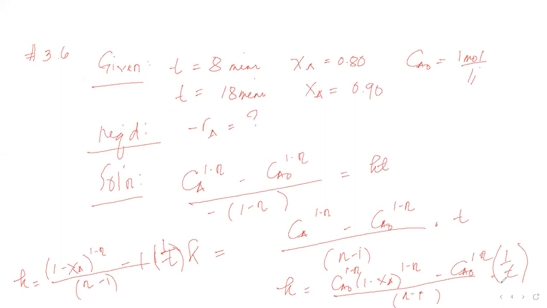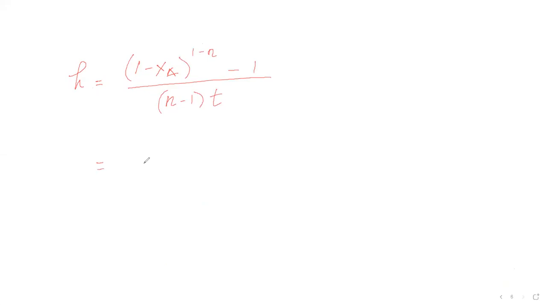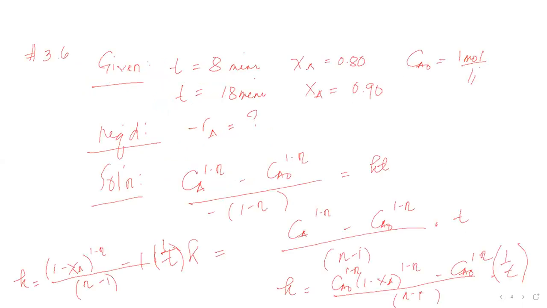So your K is equal to 1 minus Xa raised to 1 minus n, minus 1, over n minus 1, and I'll place the t in here. For our first set of information, Xa is equal to 0.8, the time is 8 minutes. So we'll have here 1 minus 0.8 raised to 1 minus n, minus 1, over n minus 1, times 8 minutes. Is that right? 0.8 for 8 minutes. Right. So 0.9, that would be 18.